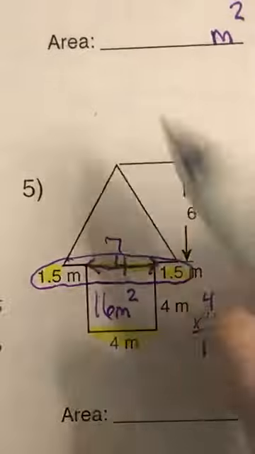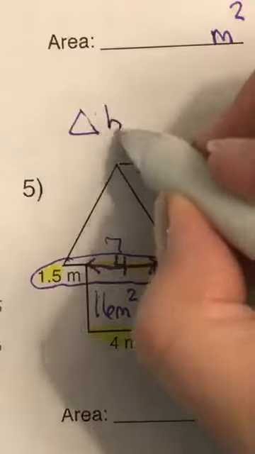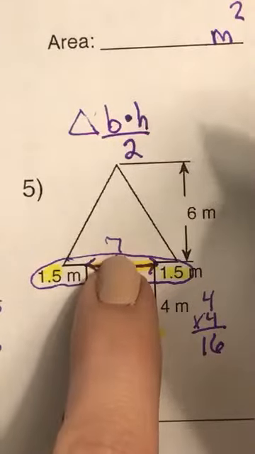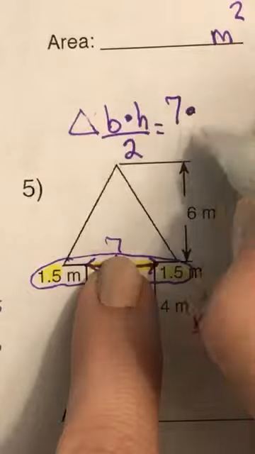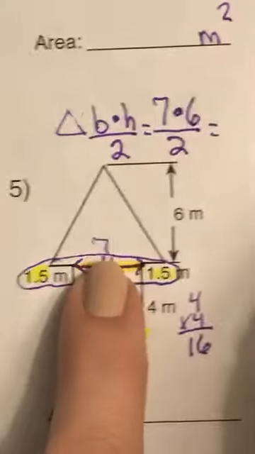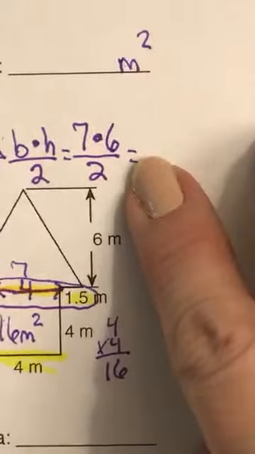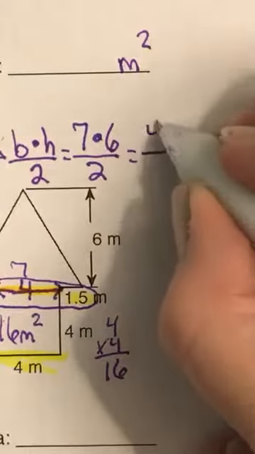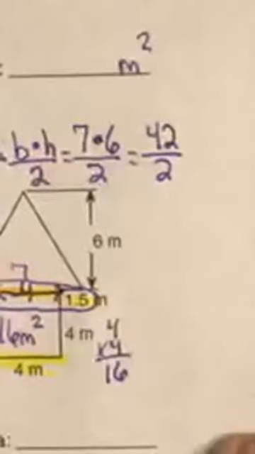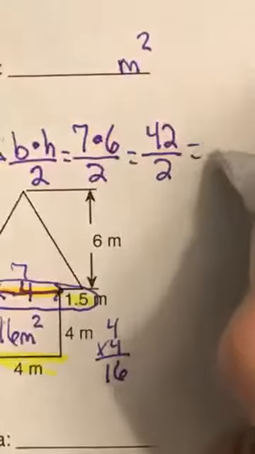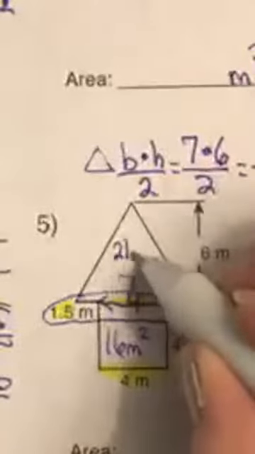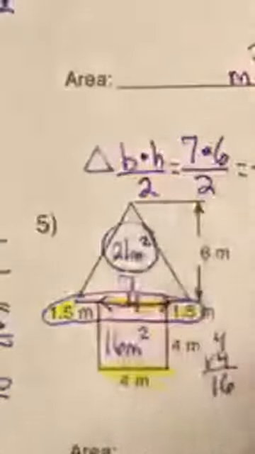Now we're ready to find the area. Remember, the area of a triangle is base times height, then divide by 2. Our base is 7. Our height is 6. Then we're going to divide by 2. What's 7 times 6? 42 divided by 2. You should get 21. 21 meters squared is the area of your triangle.